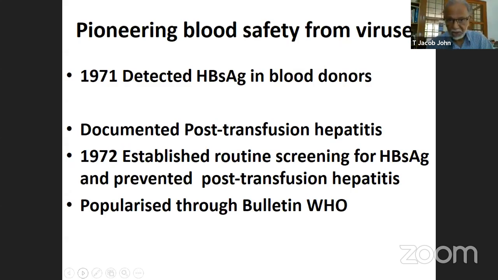It was popularized through the Bulletin of the WHO. It became universally accepted. India made this legally required in 1989 only. Okay, next slide.